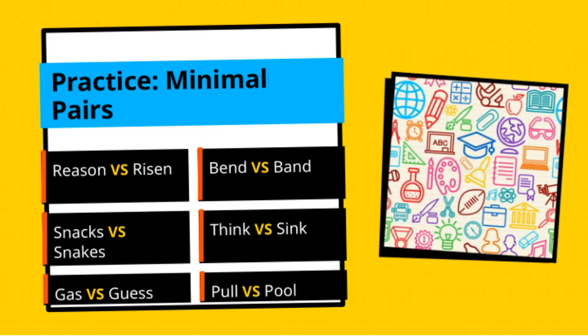Now let's take a closer look at some common minimal pairs that can be tricky for learners. First up, we have pull versus pool. The main difference here is the vowel sound. Pull uses a shorter, more central vowel, while pool has a longer, more rounded vowel. It's a small difference, but it can change the meaning entirely.